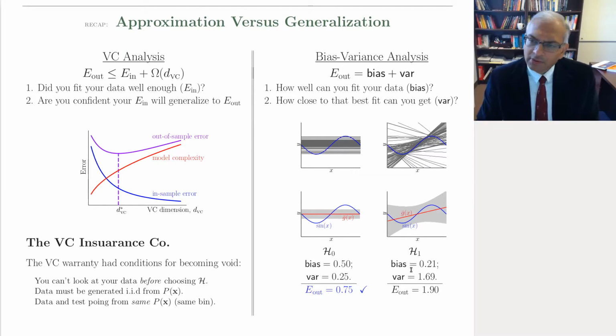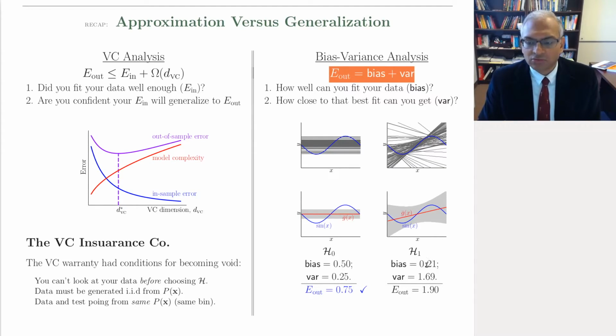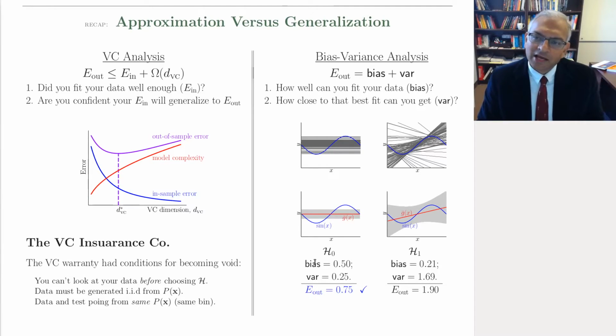Okay, and so when you add up the bias and variance, because that's a theorem, the expected out-of-sample error is the bias plus the variance. When you add those two up, you find that the simpler hypothesis set wins by virtue of having much smaller variance, even though its bias is high.